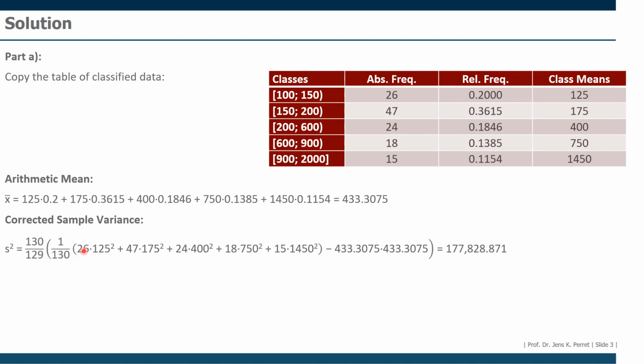However, you could also take this one, multiply this with 0.2. Take this one, multiply this with 0.3615. Take this one, multiply with 0.1846 and so forth. So this first part here, the first bracket and this 1 divided by number of observations, that's the average of x squared.